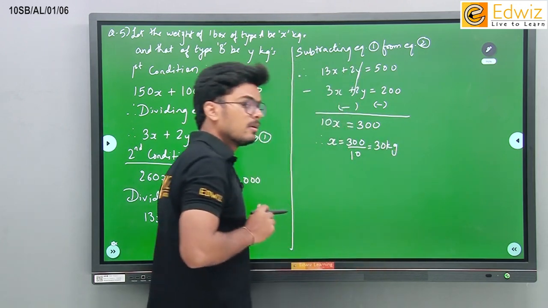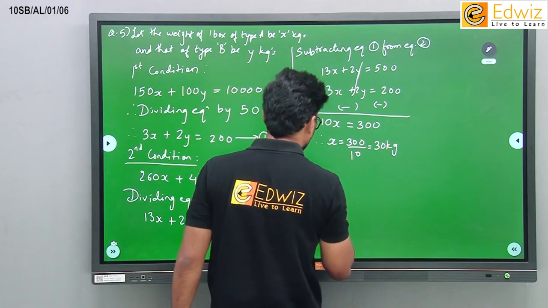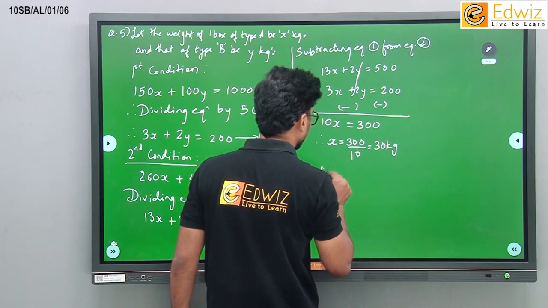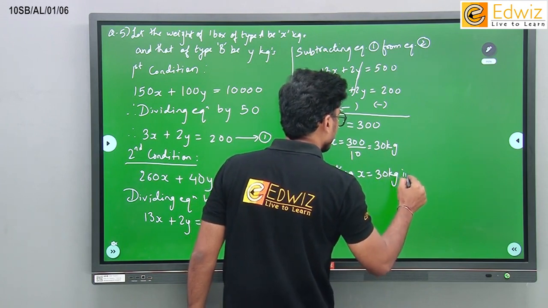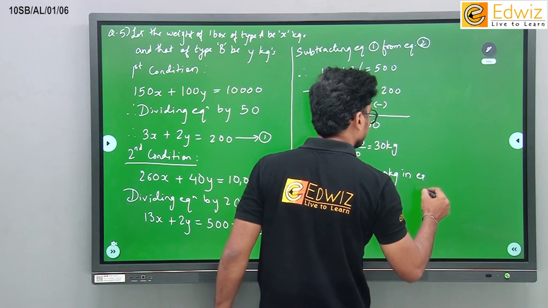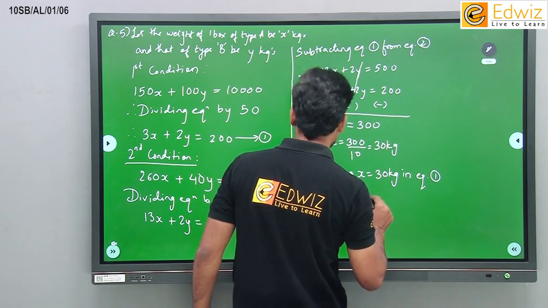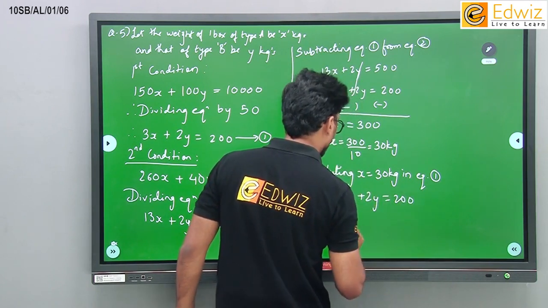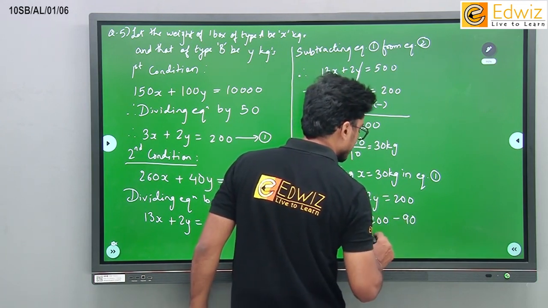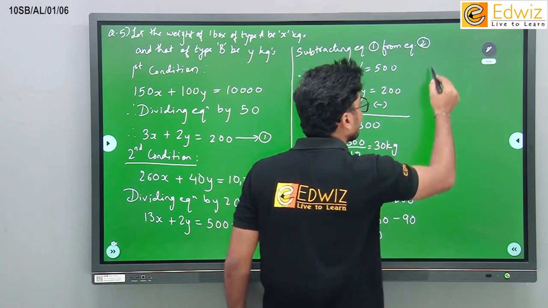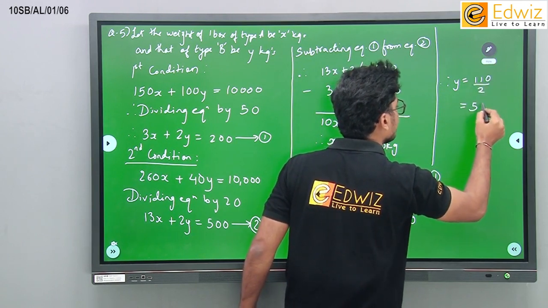This means what? टाइप ए का वन बॉक्स जो है इट वेज 30 kg. सिमिलरली वी हैव टू फाइंड फॉर टाइप बी ऑल्सो. सब्स्टिट्यूट दिस, substituting x equal to 30 kgs in equation number 1. Okay, so first equation will become 3x, matlab 3 into 30 plus 2y equal to 200. So 2y will be equal to 200 minus 90, that is 110. So the value of y will be 110 divided by 2, that is 55 kg.